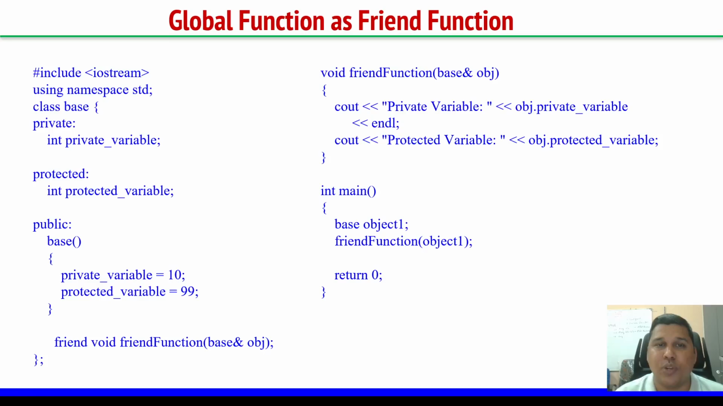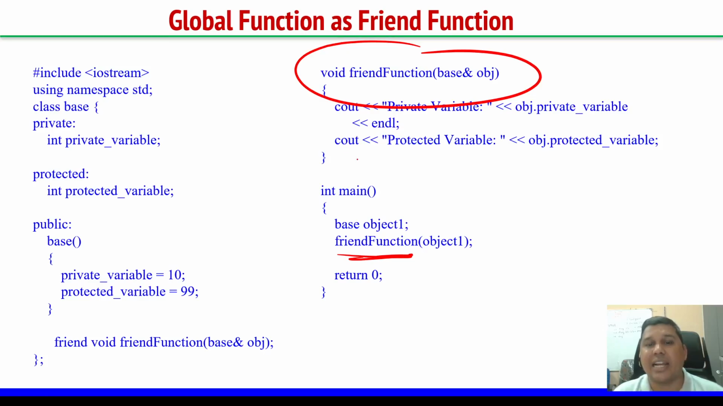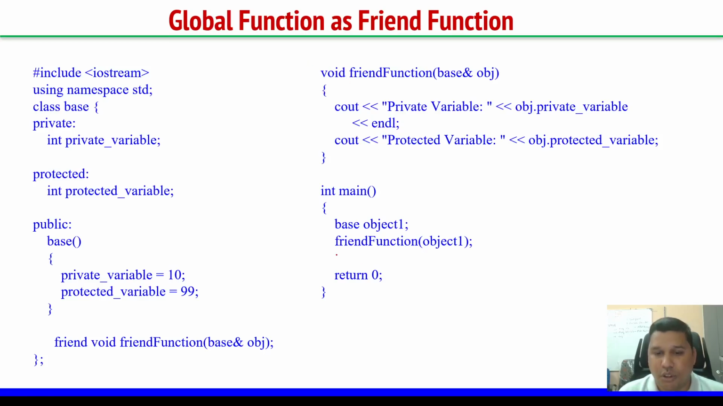If you see this example, which is clearly given here, base ampersand object. For a base class I am creating an object 1 and I am calling a friend function because it's a global function. I need not write object dot here because this function is a global function. It can be directly accessed from main without anything. It has void return type. So this object I am passing to the friend function here.